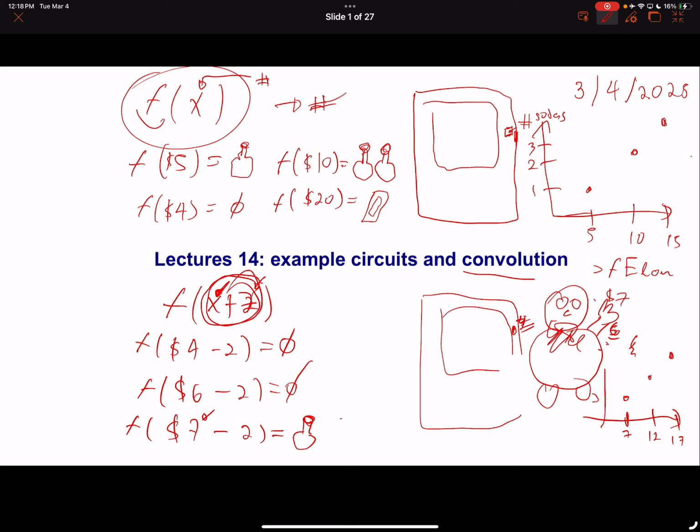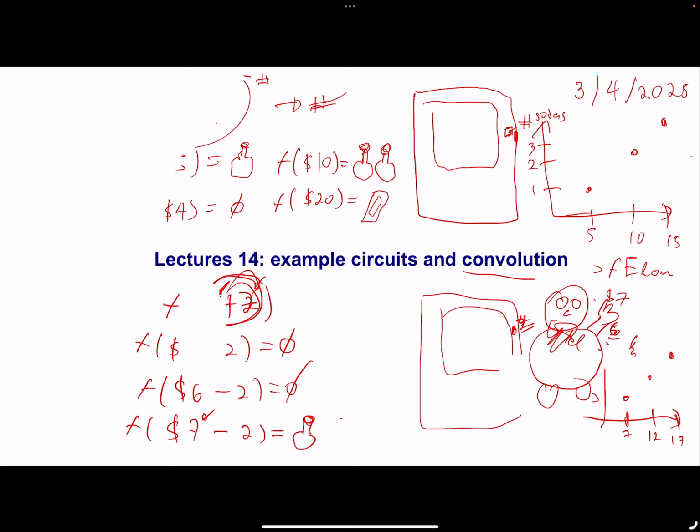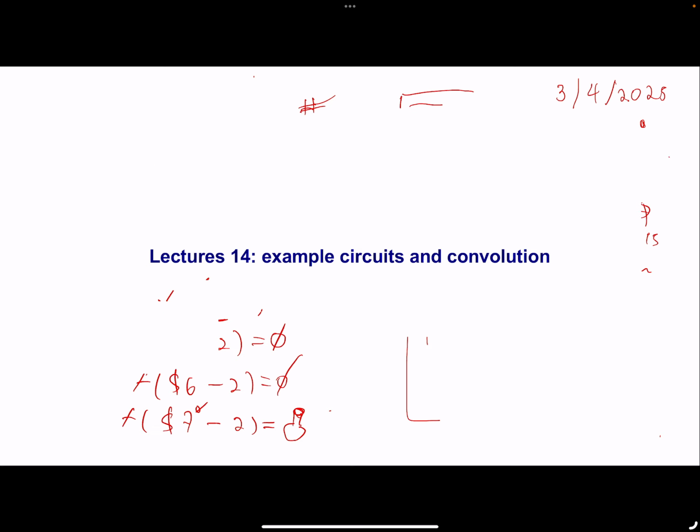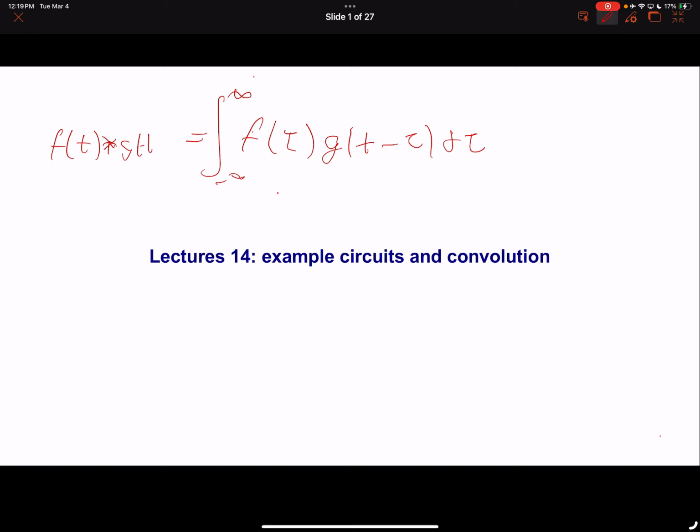If you understood everything I said here, then convolution shouldn't be that challenging, because effectively what we are trying to calculate here is the integral from negative infinity to infinity of f of tau g of t minus tau d tau, where that would be f of t convolved with g of t.